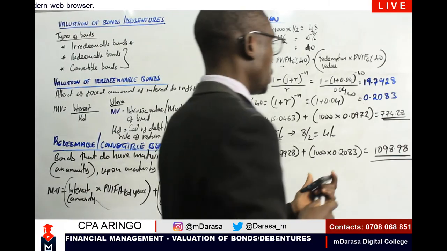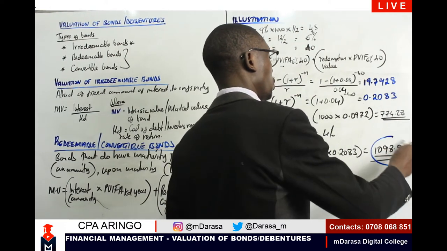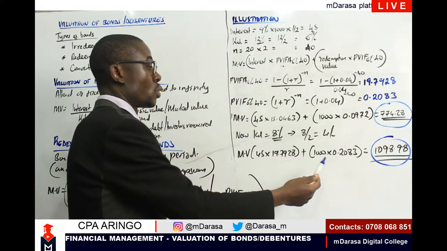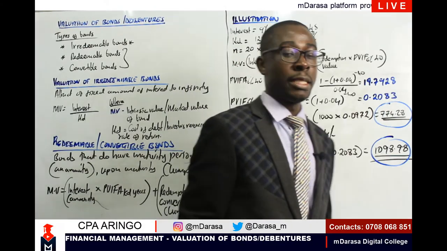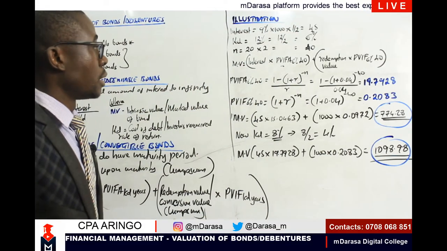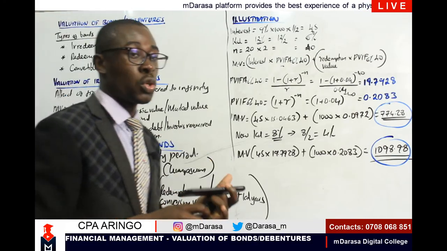And this is what we'll be required to do. That is what you're required to do in that question. So if it has reduced, you'll find that also our value of the bond will change. So the moment you've grasped this concept, allow us also to consider illustration question number 2.